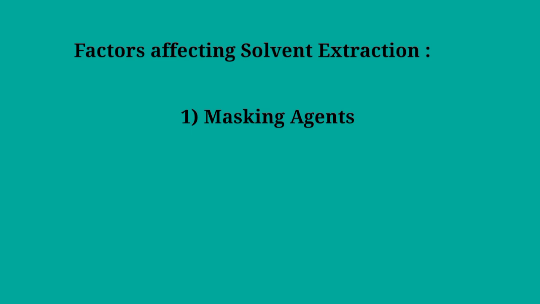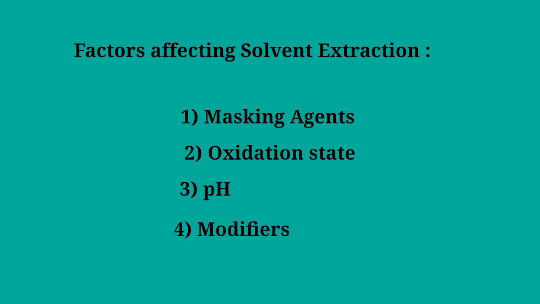Factors affecting solvent extraction. The following factors affect solvent extraction: masking agents, oxidation state, pH, modifiers. Masking agents are chemical species which do not allow extraction of unwanted metal ions. Oxidation state: the oxidation state of the metal should be changed to carry out a redox reaction with a suitable agent. pH affects the stability and charge on the metal complex. Neutral pH is best for extraction of metal ions. Modifiers are substances which, when added into the aqueous phase, increase the stability of the solute to be extracted into organic solvents. Alcohols with higher molecular weight can be used as modifiers.